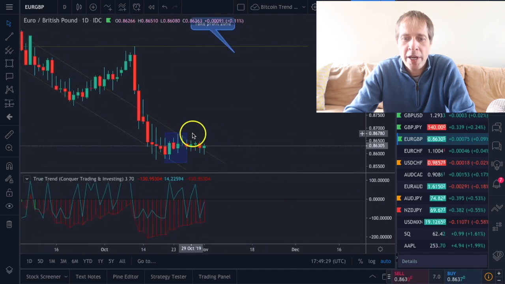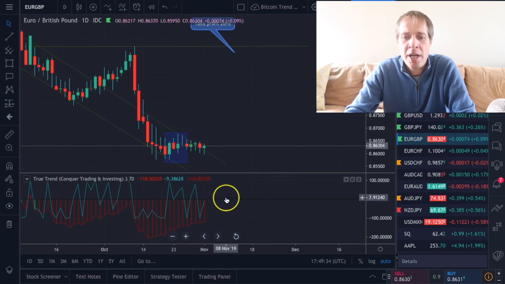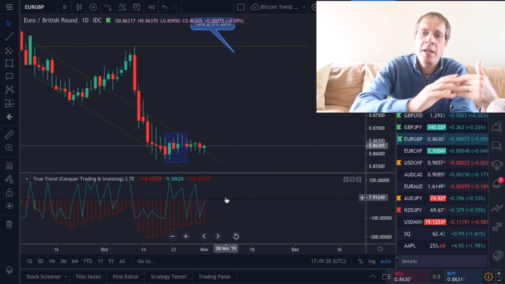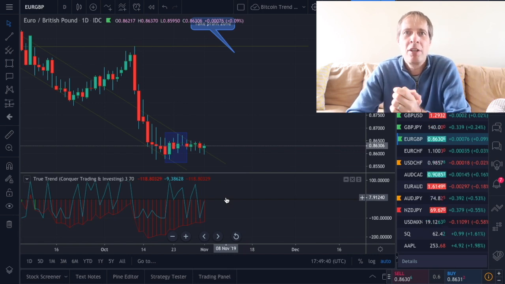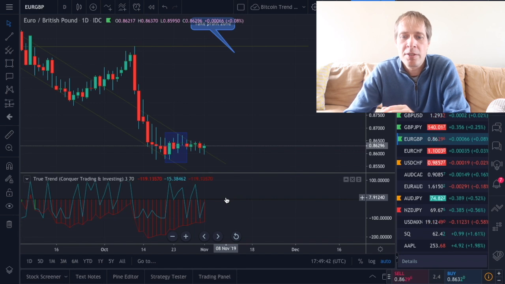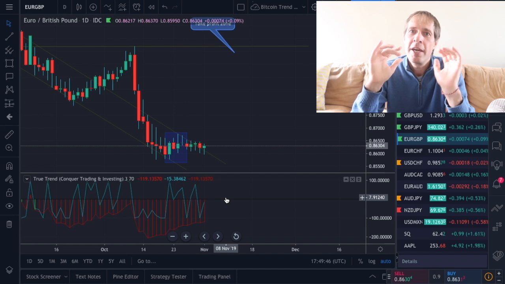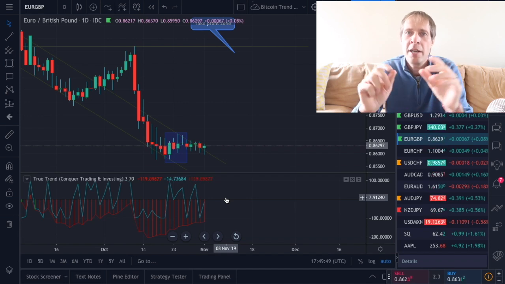But if we do get a break above this area over here, and that does coincide with a zero line cross across the trend to the upside, and it becomes positive, well, that's going to look really good for getting in some longs. But until then, I have to practice self-control, patience, and stand aside. This is not an opportunity.